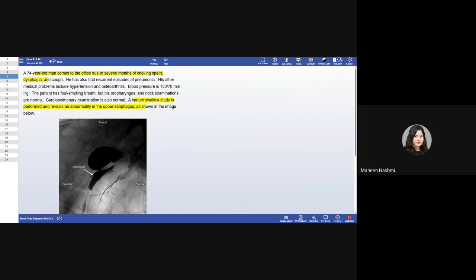So Zenker's diverticulum is a false diverticulum, meaning it only involves the mucosa and the submucosa layers of the wall, not the muscular layer, right? Yes. And Meckel's diverticulum is a true diverticulum because it involves all three layers. Again, we know that Zenker's diverticulum usually occurs in old people. And why is it happening? Why is the Zenker's diverticulum occurring? Because of the weakness in the pharyngeal wall.